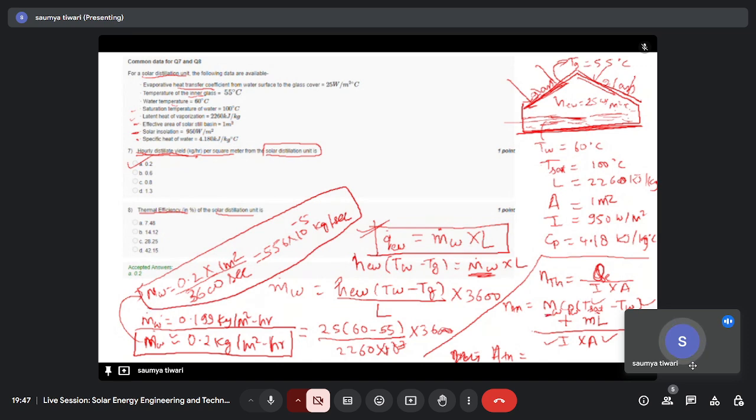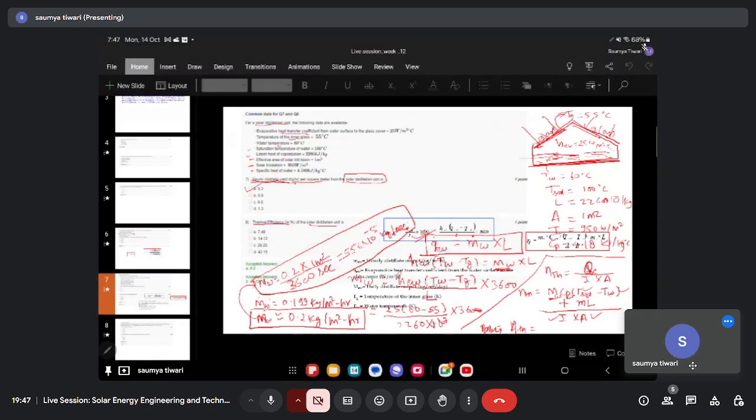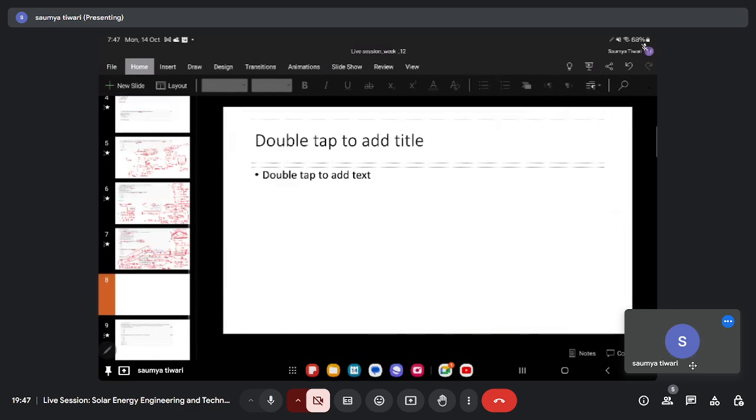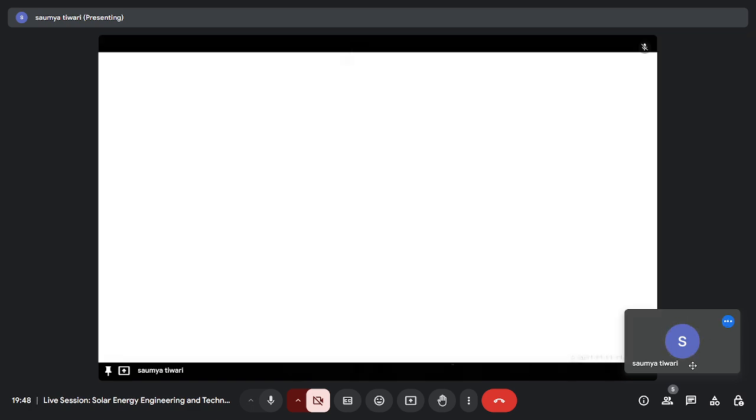You know the cp of water, you know the T saturation. Let me add one more slide. So now let's solve this. We know the mass of water that we have calculated, 0.2 kg per meter square per hour, in kg per second. It is 5.56 into 10 to the power minus 5 kg per second.